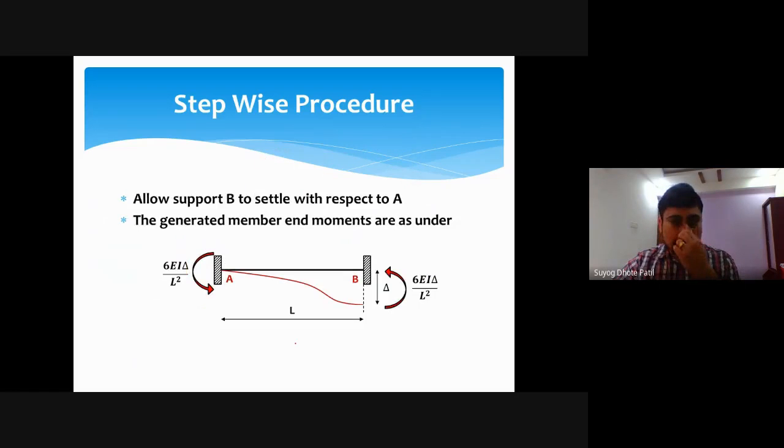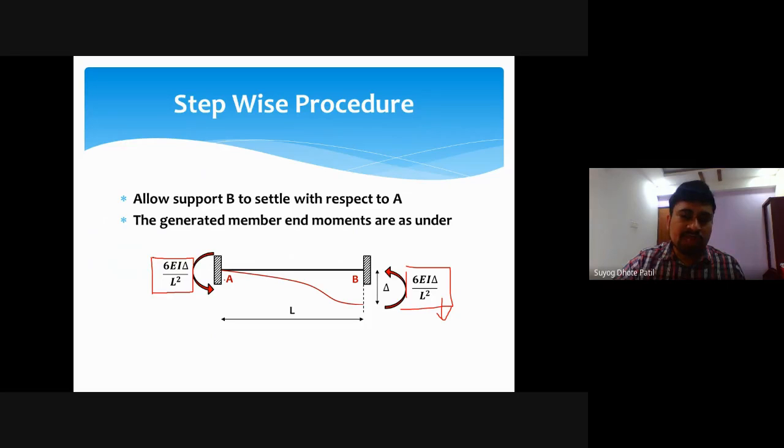Then allow support B to settle with respect to support A. So establish a relationship between these two supports. Support B is allowed to settle in the downward direction, and we derive this relation. I have not shown the derivation of the relationship; I have shown directly the final output of this.